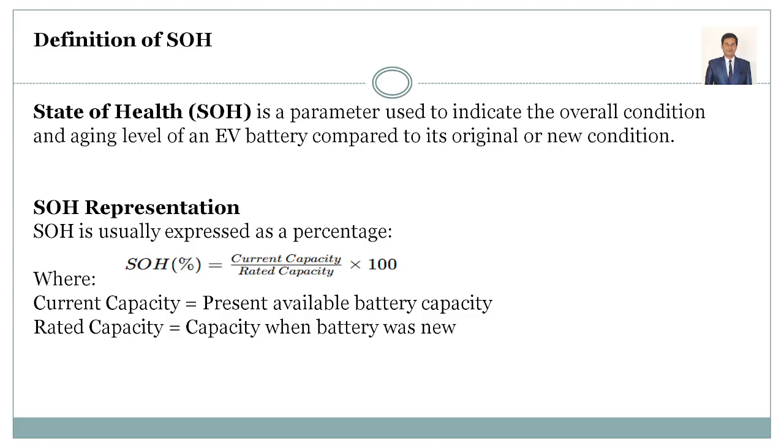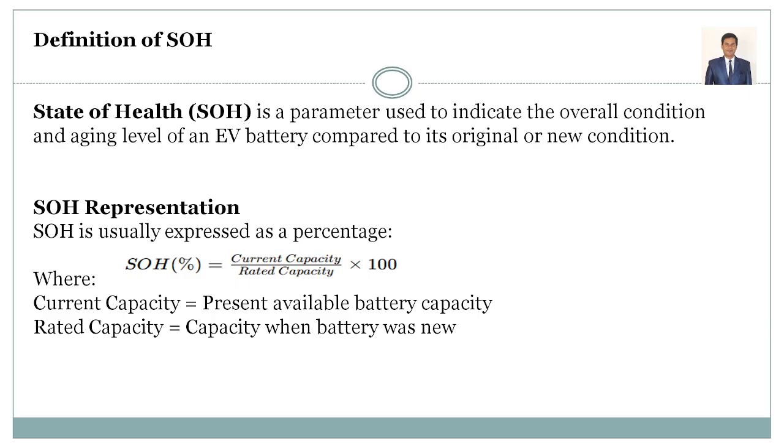After 3 years of using the car, the rated capacity is around 30.2 kWh. The rated capacity will remain the same. Then the current capacity after 3 years is reduced to around 25.7 kWh. Now you can calculate 25.7 divided by 30.2, and multiplying by 100 gives your actual SOH.